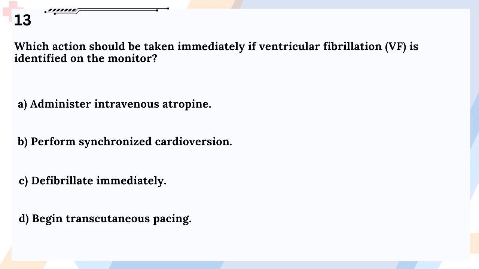Question 13. Which action should be taken immediately if ventricular fibrillation, VF, is identified on the monitor? A. Administer intravenous atropine. B. Perform synchronized cardioversion. C. Defibrillate immediately. D. Begin transcutaneous pacing.